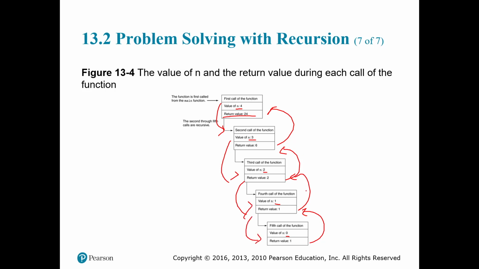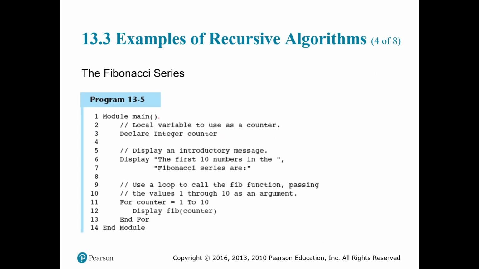Here's another example of how you would use recursion to print out the Fibonacci series, Fibonacci numbers. And again, it's the same idea of using recursion. So we create a local variable that's going to work as a counter for us. Then we just display a little message that says the first 10 numbers in the Fibonacci series are, and then we use our loop to call the recursive function.